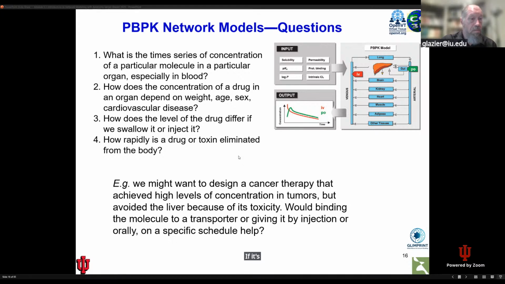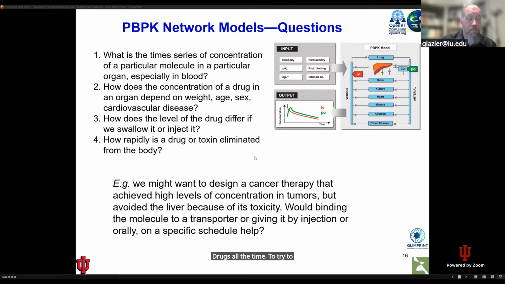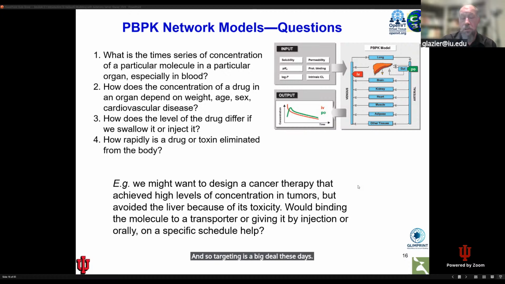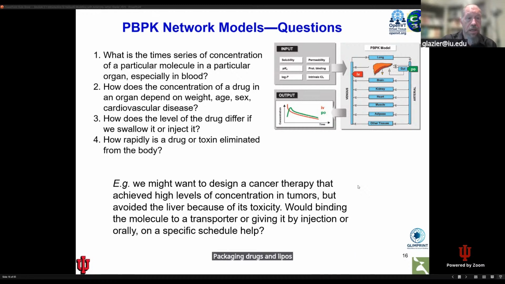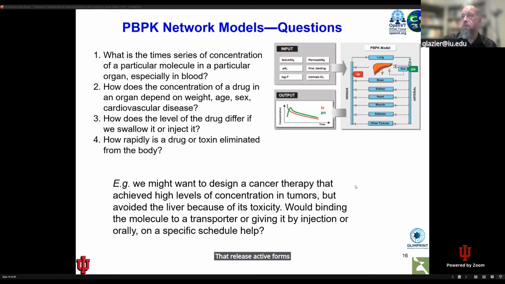If it's a toxin, probably it's better to eliminate it quickly. If it's a drug, you might want it to stick around for a long time. People modify drugs all the time to try to improve these profiles. Drugs are often very toxic in general, and so you might want to target them to particular organs, for example, cancer therapies. And so targeting is a big deal these days. And there are all sorts of interesting things you can do in terms of packaging drugs in liposomes or on nanoparticles, or combining them with molecules that they're cleaved by that release active forms in particular situations.